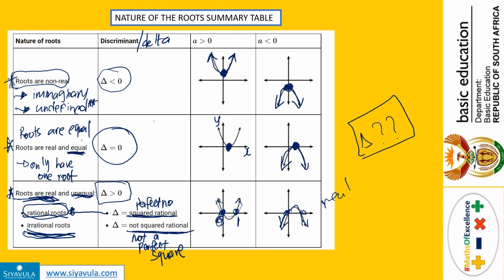So if you're just given an equation, you just calculate delta and check: is it greater than 0? Is it equal to 0? Is it less than 0? Then you can conclude on the nature of the roots.